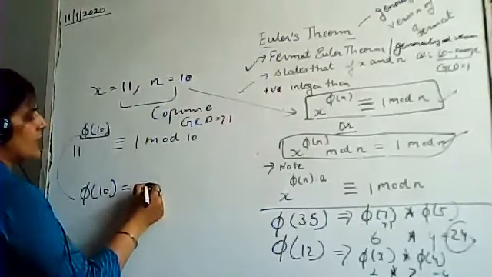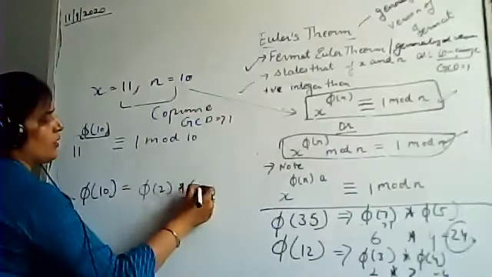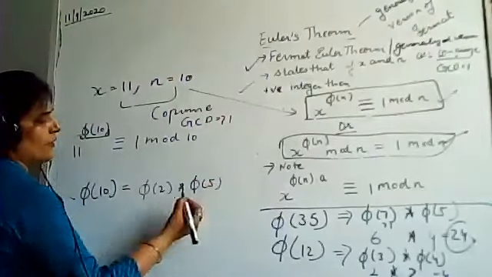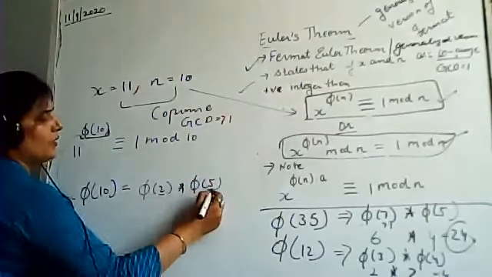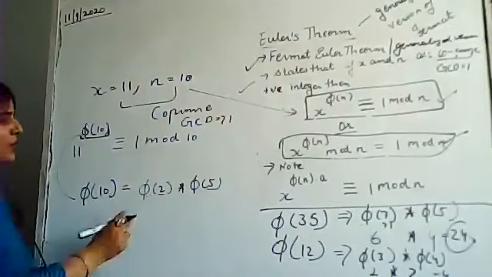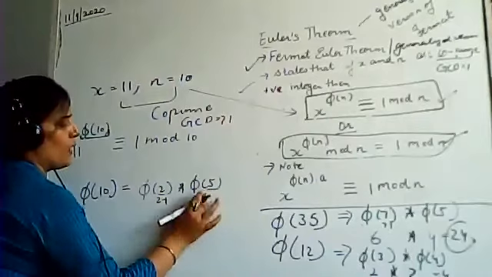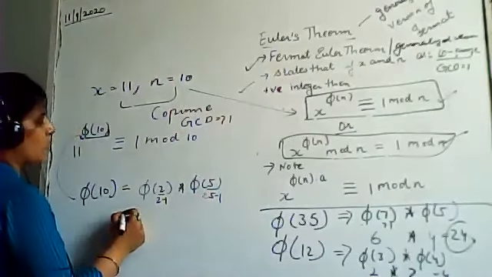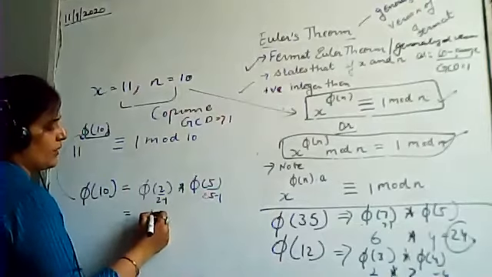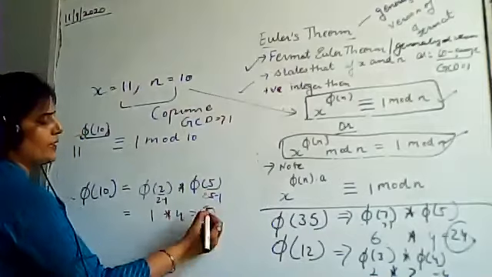So 2 fives are 10, 2, 5. Now if you see, both these numbers are prime numbers. So if a number is prime, we can directly subtract 1 from it. So we have 5 minus 1. So what answer will we be getting? 1 into 4, so the answer is 4.